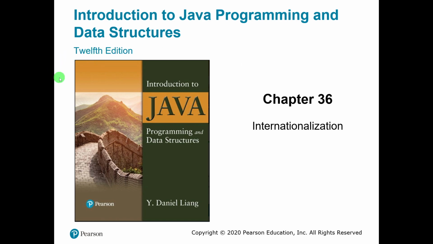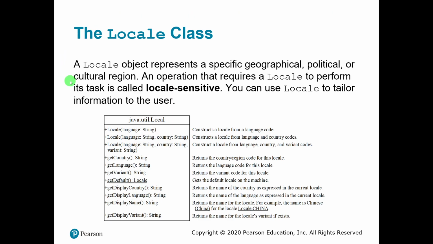So the first thing we're going to talk about is the Locale class. There's a Locale class that's built into Java. Java has a lot of internationalization built into it, and the Locale class is kind of the beginning of that. A locale object represents a specific geographical, political, or cultural region. So it's not just by countries. For example, Canada has different regions. Some places they speak English, some places they speak French, and those are different locales.